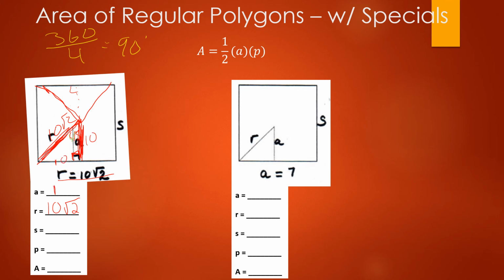The apothem is 10. The side is going to be 20, because again, it's 2 of the 10s, which means the perimeter is 80. So for my area, it's half the apothem 10 times the perimeter, which is 80. So that's going to be 400. All right, next slide.